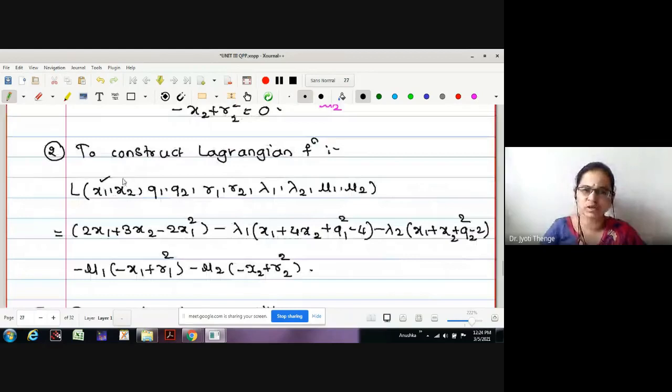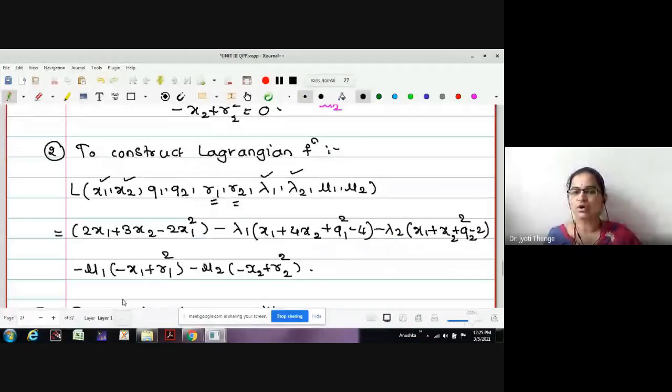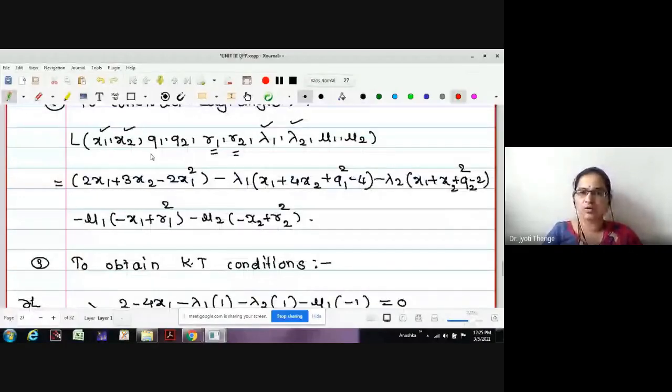We differentiate with respect to the remaining variables. If I differentiate with respect to q1, we get 2 lambda 1 q1 equal to 0, that is lambda 1 q1 equal to 0. With respect to q2, this is lambda 2 q2 equal to 0. With respect to r1 and r2, this gives us mu1 r1 equal to 0, which multiplying by r1 gives mu1 r1 square equal to 0, that is mu1 x1 equal to 0. Therefore differentiating with respect to q1, q2, r1, r2 gives us the complementary slackness conditions, and differentiating with respect to mu1, mu2 generates the non-negativity conditions.